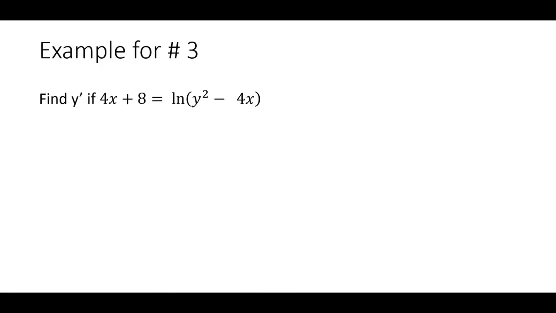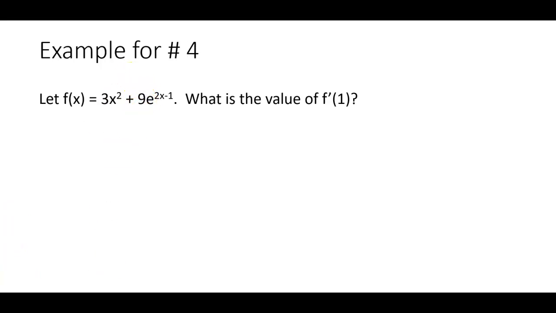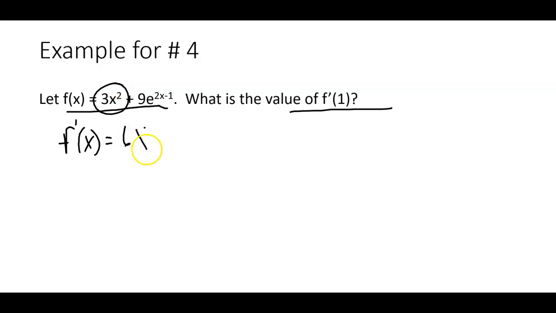Let's go ahead and take a look at an example for number 4. So they give me a function here and they ask me what's the value of f prime of 1. So the first thing we have to do is find what f prime of x is by taking the derivative. So if I take the derivative of that, I'm just going to get 6x, right? You multiply the power to the front and take 1 off of the power.